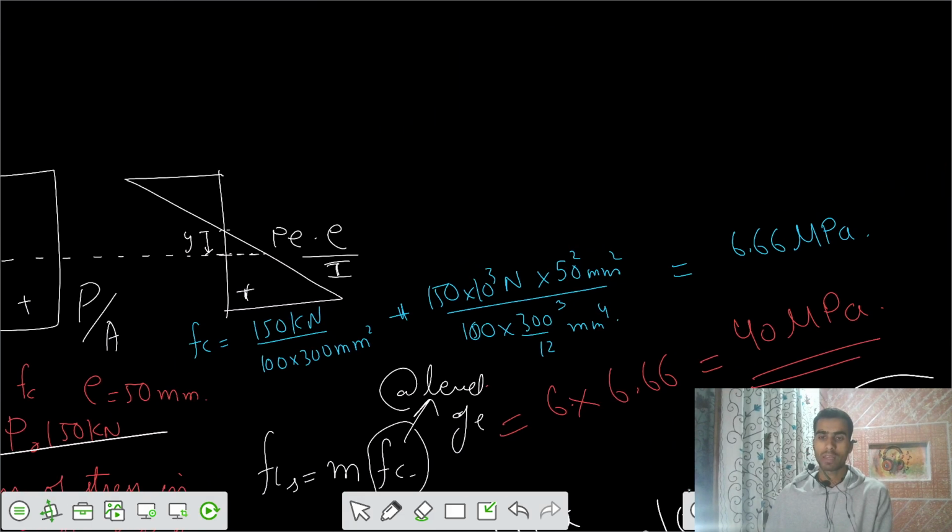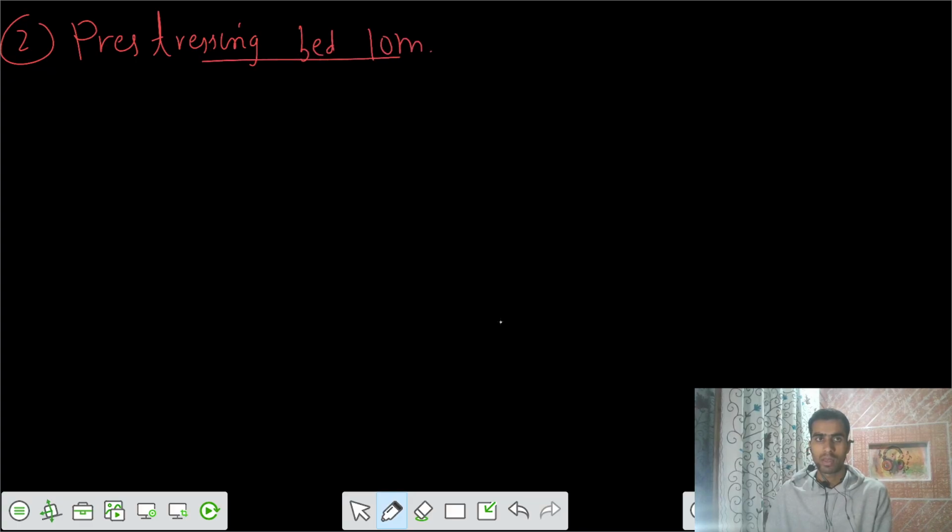So let's go for the second problem. We have a prestressing bed of 10 meters. From one side we have fixed it, that means it is anchored from one side. This is fixed, or we can say anchored.